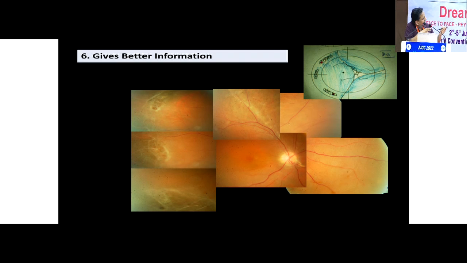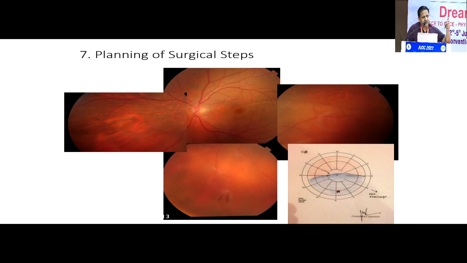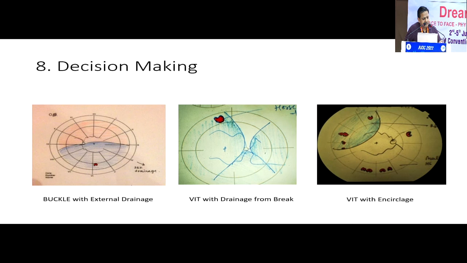But still, if you take one look at this drawing and one look at this whole collage of fundus photos, I think this is a much better way of putting it across, and it gives me better information. It also gives me particular clock hours where the lesions are. And it helps in planning of surgical steps, like this drawing. I know there's just one horseshoe tear here. Inferiorly, I'll just do a buckle here, and my problem will be solved. And it's a very important decision making. If my resident has drawn it, I'll just see that there's a small horseshoe tear. I'll do a buckle here.